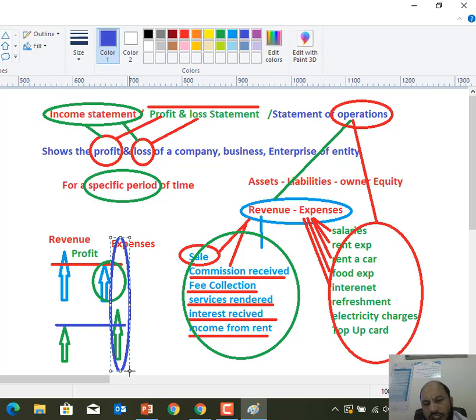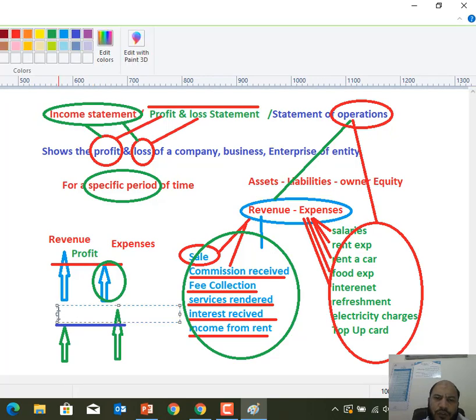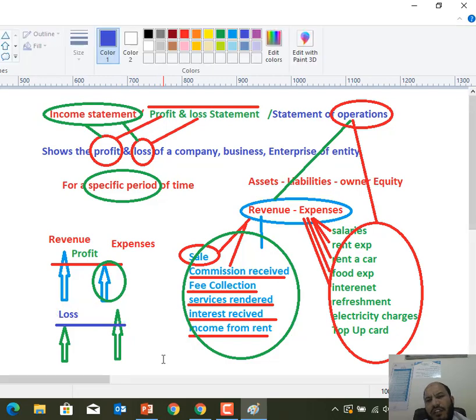See, the arrow of expenses is longer than the arrow of revenue. The revenue arrow is this much, but the expenses arrow is this much. So we may say that expenses are higher. When there are higher expenses and lower revenue, our business is in loss. So here we are in loss.